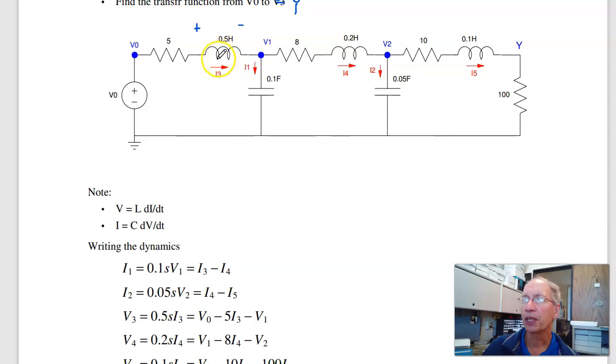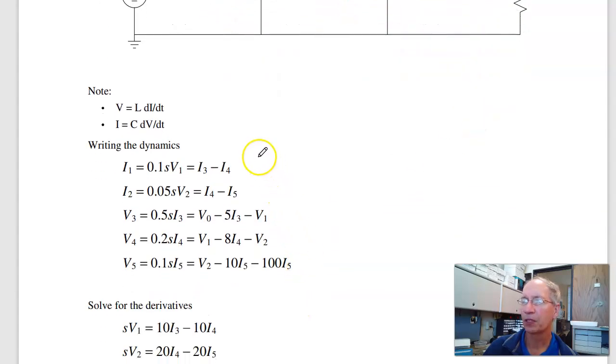The third one, I3, the voltage on the left is V0 minus 5I3. Voltage on the right is V1. Fourth one, voltage on the left is V1 minus 8I4. Voltage on the right is V2. And the last one, voltage on the left is V2 minus 10I5. Voltage on the right is 100I5. So that's your 5 equations, 5 unknowns.